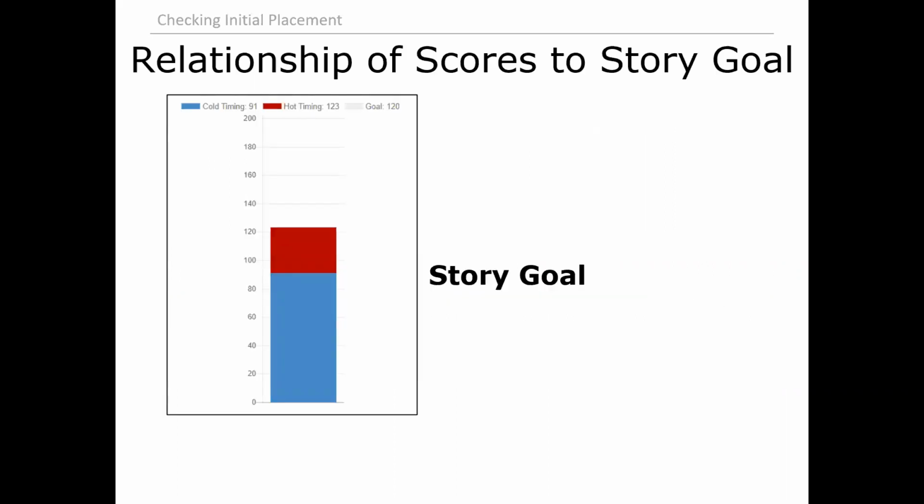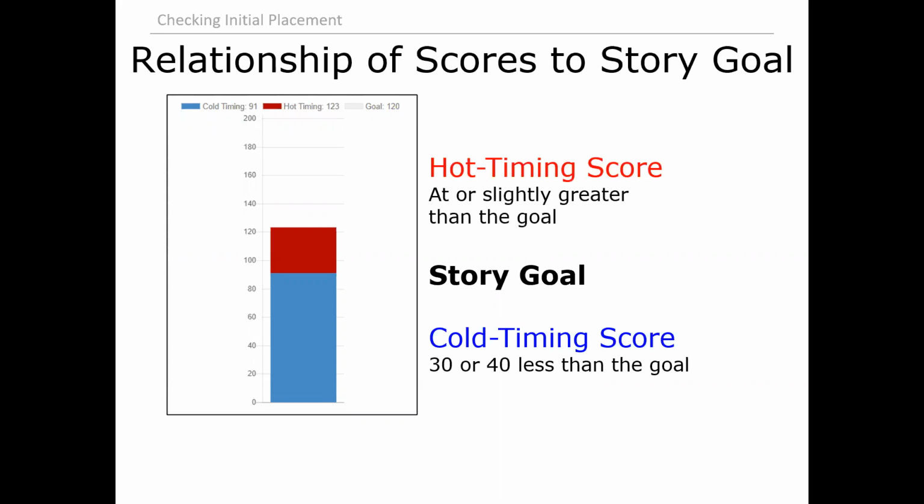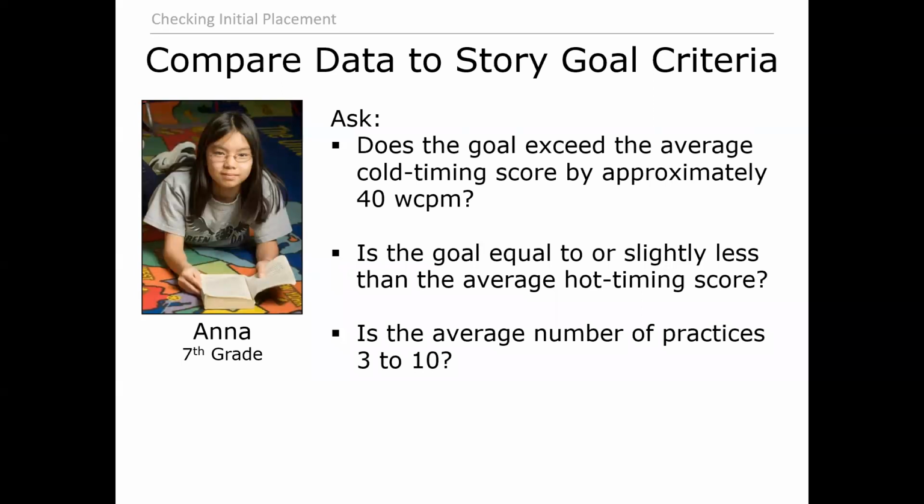So here is the same information I just provided you in written form on that previous slide. Here it is in picture form. So for those of you who do better with a visual pictorial image, if you will, it's providing the same amount of information. The cold timing score should be 30 away from the goal for young students, 40 away from the goal for older students. And that hot timing score should be pretty close to the goal, within 10, a 0 to 9 word difference there. So we're going to ask ourselves 3 questions while we look at Anna's data.